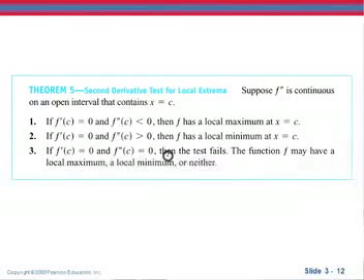So that's saying if the slope of the tangent line is 0 and it's concave downward, then you have a local maximum. If f prime of c equals 0 and f double prime of c is greater than 0, then f has a local minimum at x equals c. So if the slope is 0 and your second derivative is positive, so it's concave up, then you have a local minimum. If f prime of c equals 0 and f double prime of c equals 0, then the test fails. The function f may have a local maximum, it may have a local minimum, or it may have neither.